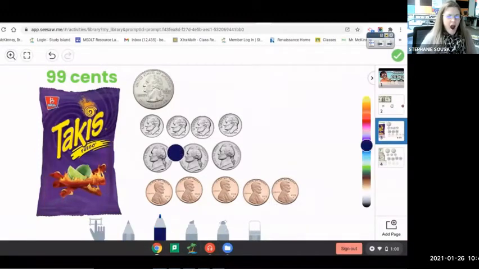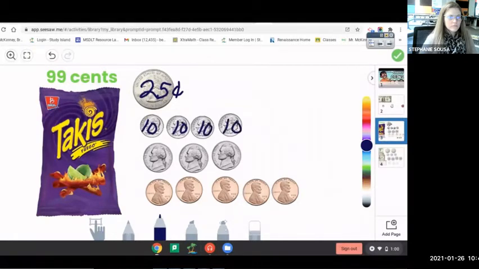Okay, so now that we have them all in the right order, we can begin counting. First, we have a quarter, which is worth 25 cents. Then we have 4 dimes, and each dime is worth 10 cents. Then we have nickels. Each nickel is worth 5 cents. And then we have pennies. Each penny is worth 1 cent. So let's start at quarters. We have 25 cents so far.